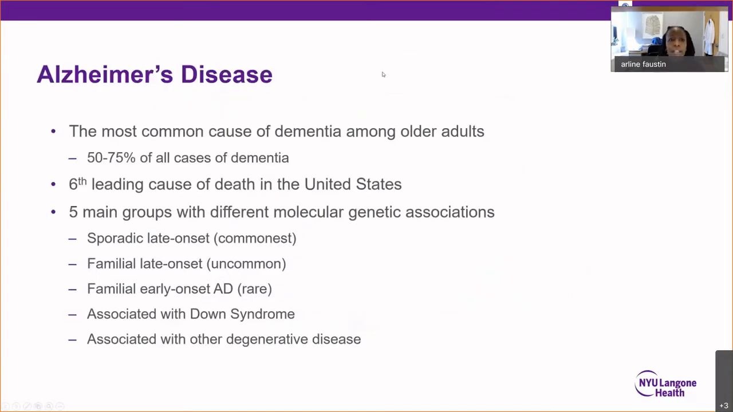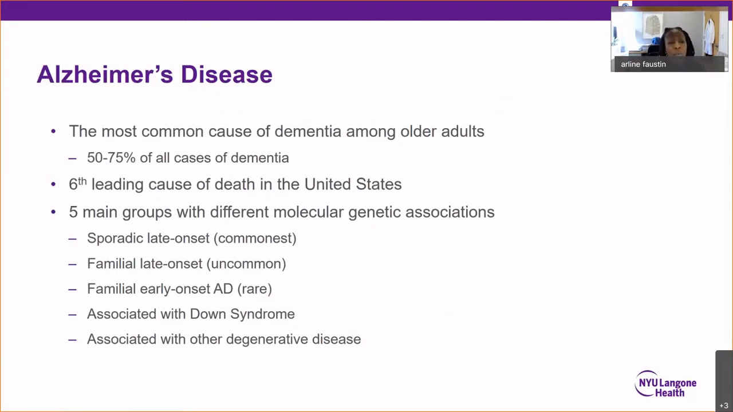So let's delve into Alzheimer's disease, it being the most common cause of dementia among older adults. As I mentioned, it causes 50 to 75% of cases of dementia. It's the 6th leading cause of death in the United States, believe it or not. Those stats are still the same as of 2019. As of 2020 with COVID, I don't know if that'll change. COVID has really been climbing the ladder as a cause of death, unfortunately.